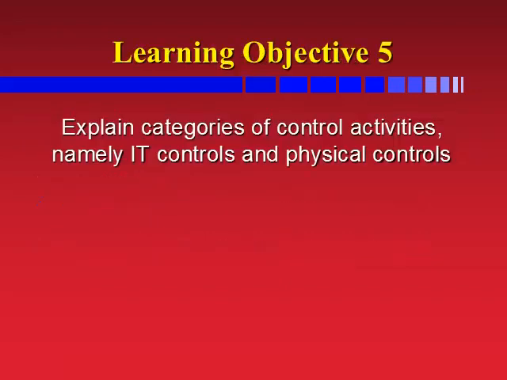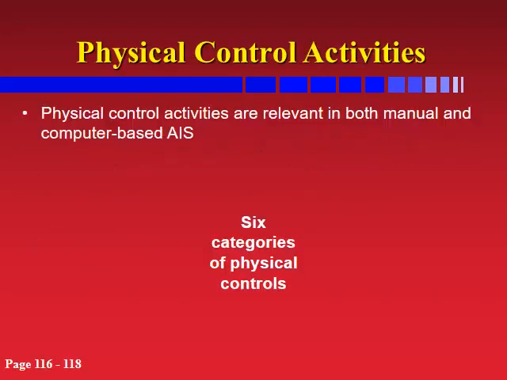Let's now delve a little deeper into control activities. We start with physical controls. As mentioned earlier, physical controls are controls relating to human activities employed in the organization within the accounting information system. Note that physical control activities are relevant in both manual and computer-based accounting information systems.